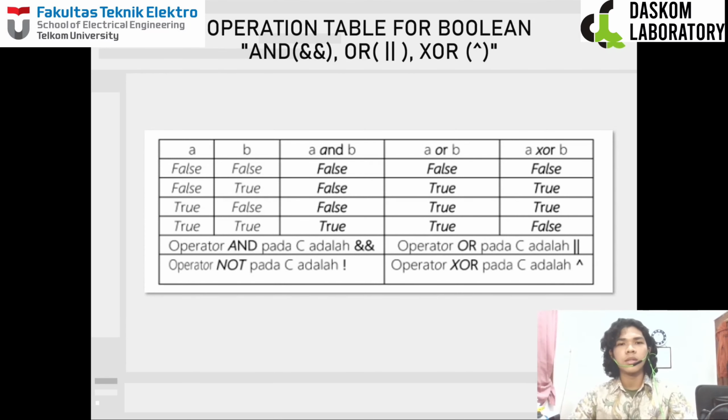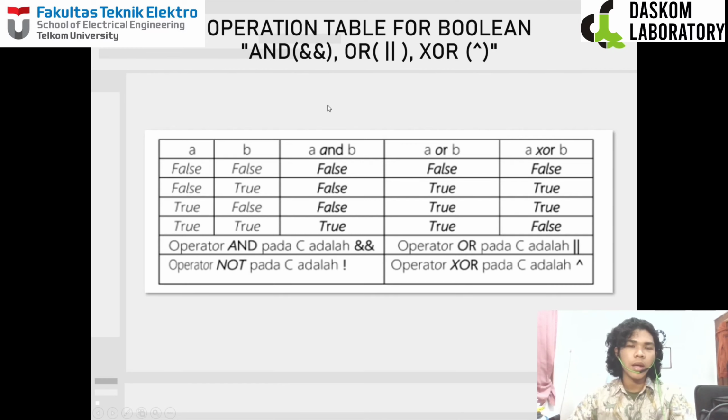In this section, there is a table for Boolean. There is AND with the double ampersand symbol. The next one is the OR with the double vertical bar symbol, and the last is XOR with the caret symbol.